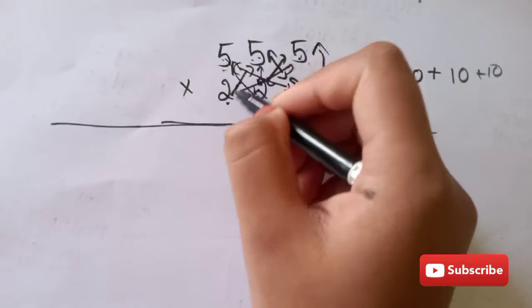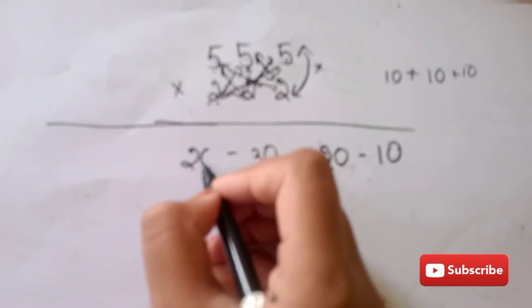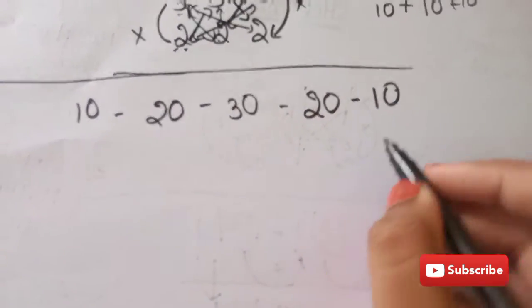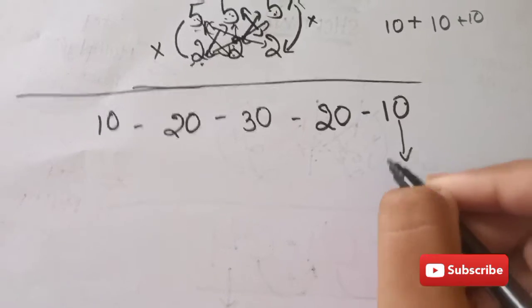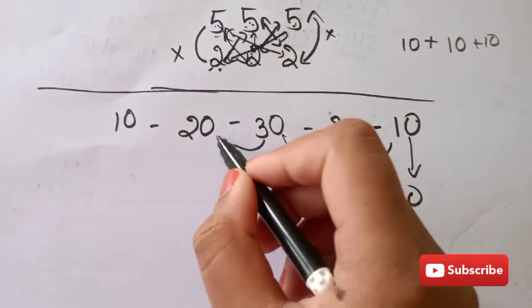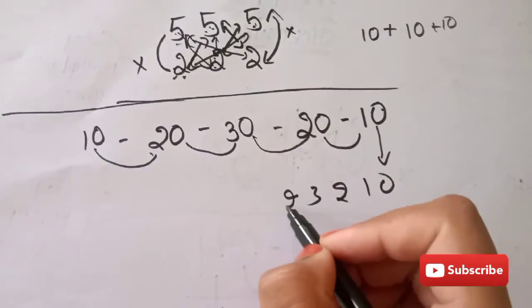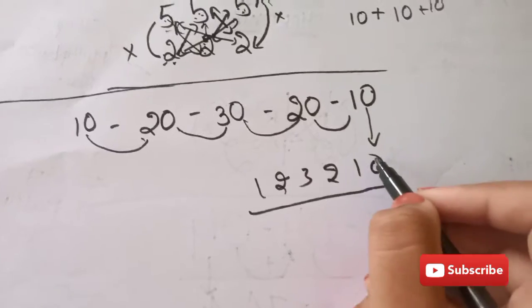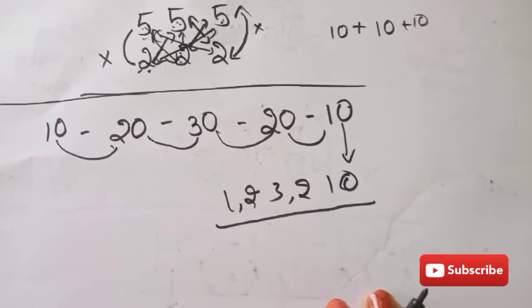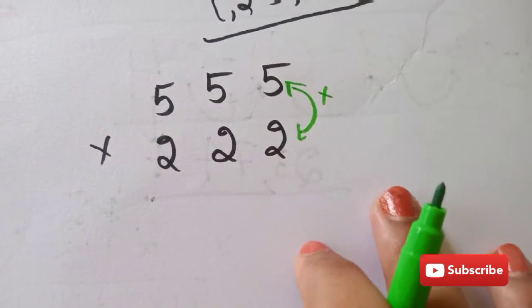Next, we have to do hundreds place into tens place. It's cross multiplication. And 5 into 2 plus 5 into 2, that equals 20. Next, we have to multiply both hundreds places, 10. Write the ones place there and add all the following digits. As we don't have any number for adding 1, we will write the 1 the same. And the answer is 1,23,210. Let's see the clear details.